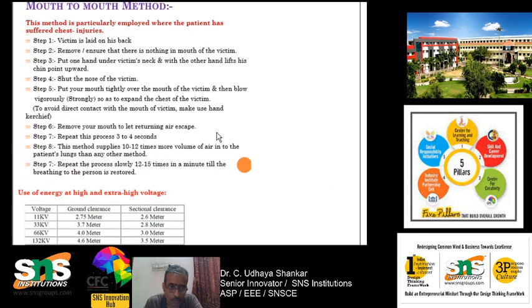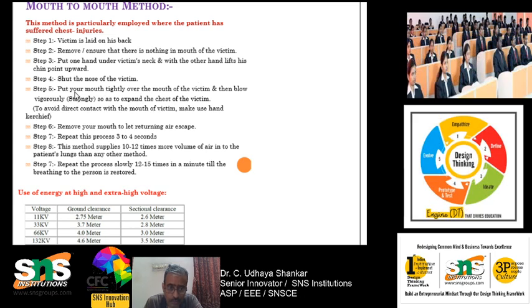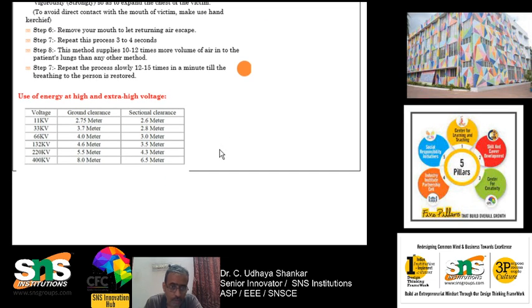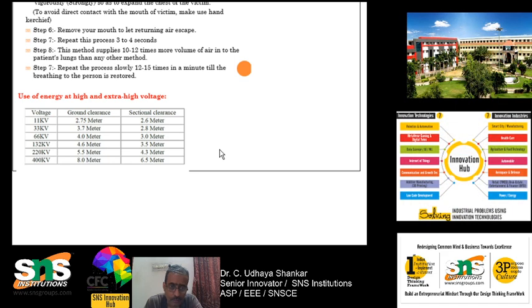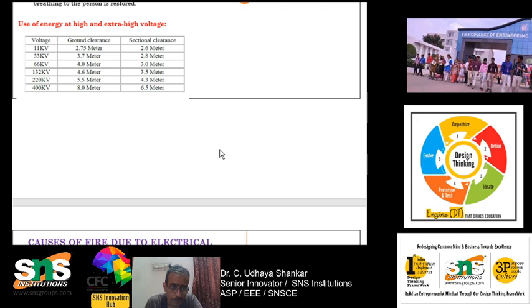So next is mouth to mouth method. The victim is laid on his back, and check that there is nothing in the mouth of the victim, and put one hand under the victim's neck. So this is how the artificial respiration works: shut the nose of the victim, press your mouth tightly over the mouth of the victim, and then blow vigorously so as to expand the chest of the victim. Remove your mouth, and let the returning air escape. Repeat this process every 3 to 4 seconds, and this method supplies 10 to 12 times more volume of air into the patient's lungs than any other method. Repeat the process slowly 12 to 15 times in a minute till the breathing of the person is restored.